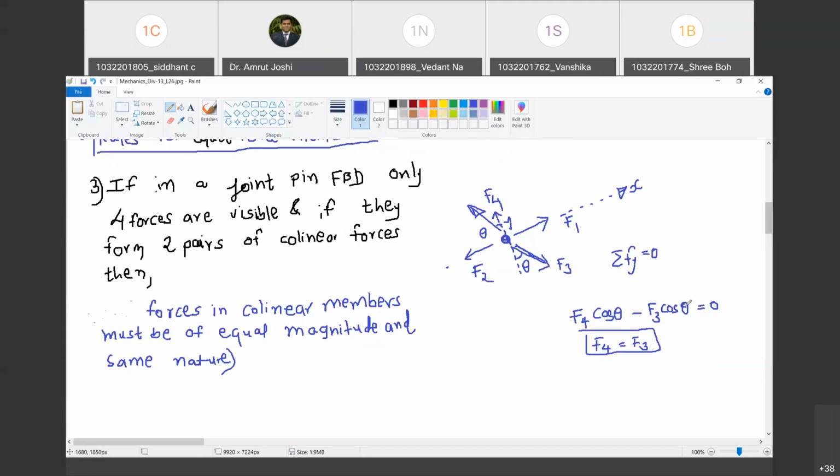Yes, sir. Cos theta is non-zero. Cos theta is 0 only when theta equal to 90 degree. But theta equal to 90 degree means all the four forces, they are not forming two pairs of collinear forces. They are along the same line. Are you with me? Yes, sir. So theta equal to 90 degree is not possible. So for any other value than 90 degree, cos theta is non-zero. You can cancel it out. And therefore, F4 must be equal to F3. Happy? Yes, sir. Now orient your x-axis along F3 and F4. You will derive that F1 is equal to F2. Happy? Yes, sir. So these are the three basic rules on which we identify zero force members and equal force members.